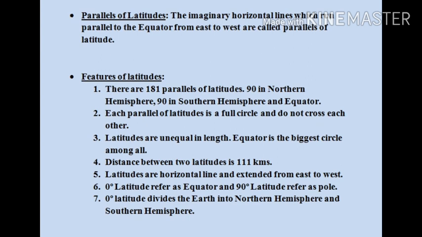Now what are the features of parallels of latitude? There are 181 parallels of latitude. Each parallel of latitude is a full circle, they do not cross each other. Latitudes are unequal in length. Distance between two latitudes is 111 kilometers. They are horizontal lines and divide the earth into northern and southern hemisphere.